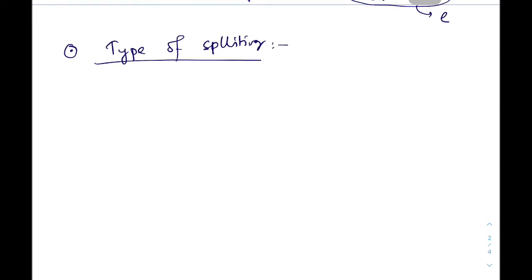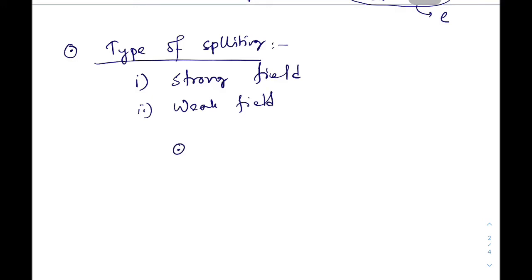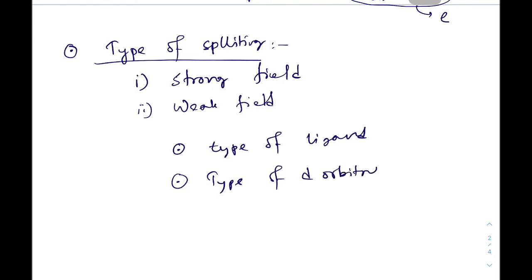There are two types of splitting. One is strong field and another is weak field. So generally splitting depends on type of ligand, type of d orbital and oxidation state of the metal center.